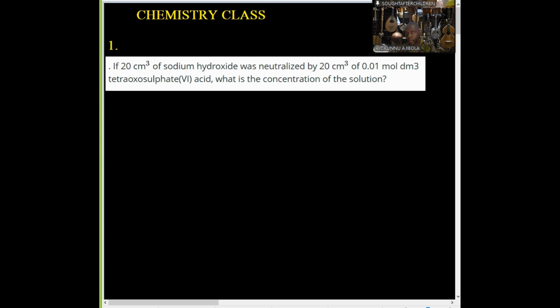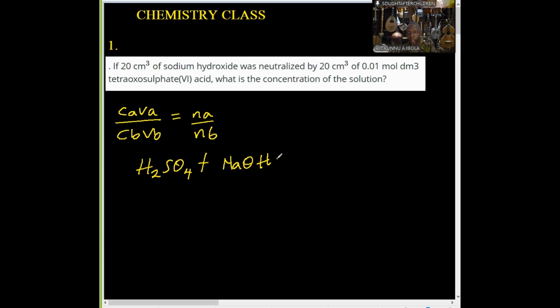And we already know the formula to use, which is CAVA over CBVB equal to NA over NB. With this, we can write the equation of reaction, that is H2SO4 plus NaOH to give us Na2SO4 plus water.